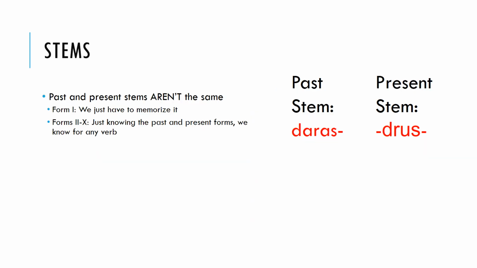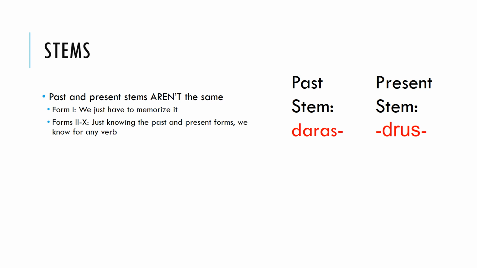So in the past tense, we have daras. In the present tense, we have yedrus. Those are different stems. And in Form 1, especially, we just have to memorize for every single verb what the past tense stem and the present tense stem are. Now, if you just try to memorize stems, that's all good and well, but it's not that useful. So we often present them to you in a vocab list as the past tense huwa form and the present tense huwa form. So daras yedrus really tells you all the information you need to know about those stems.